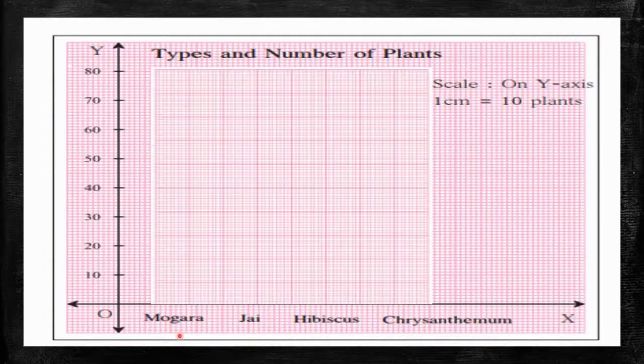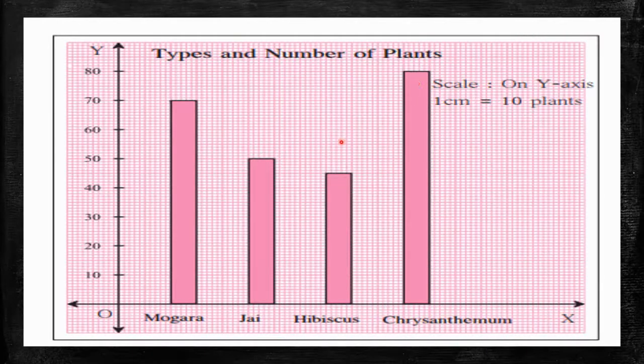So the first plant is Mogra, so number of plants is 70. So here our bar will come. Second plant is Jai and number of plants is 50. So here our bar will come. Then the third plant is Hibiscus, number of plants is 45. So between 40 and 50, 45 will come. So here you will draw the bar. And the fourth plant is Chrysanthemum. So number of plants is 80. So here 80 will come. So like this your bar graph will look.